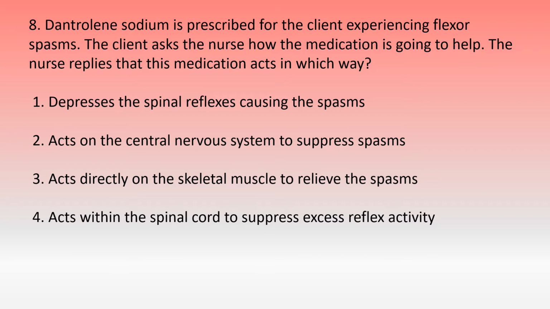Dantrolene sodium is prescribed for the client experiencing flexor spasms. The client asks the nurse how the medication is going to help. The nurse replies that this medication acts in which way? 1. Depresses the spinal reflexes, causing the spasms. 2. Acts on the central nervous system to suppress spasms. 3. Acts directly on the skeletal muscle to relieve the spasms. 4. Acts within the spinal cord to suppress excess reflex activity.